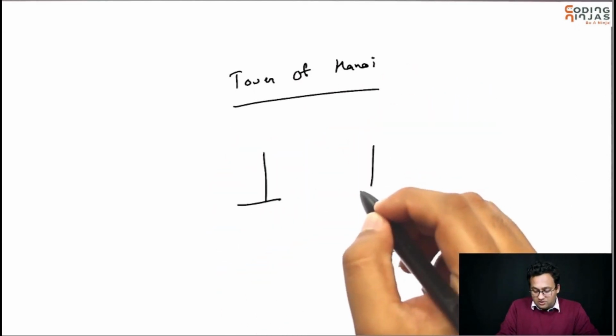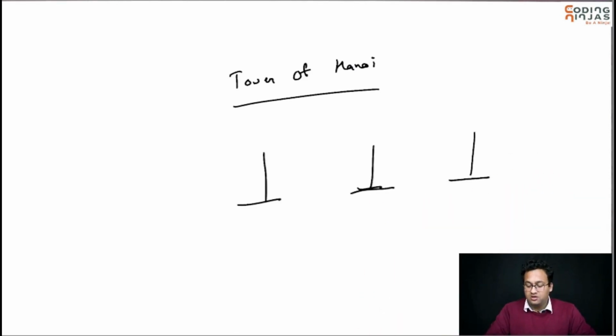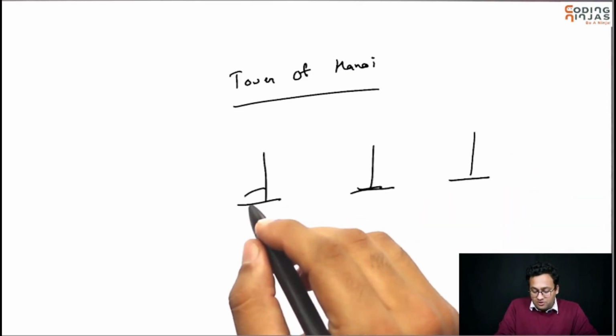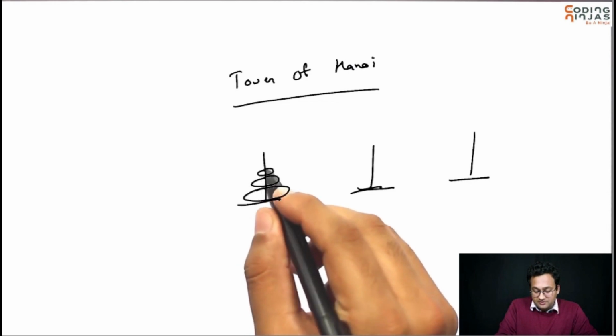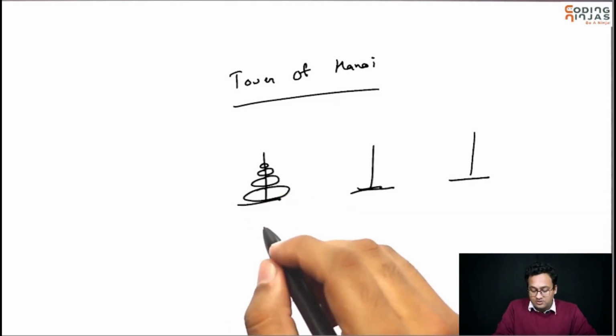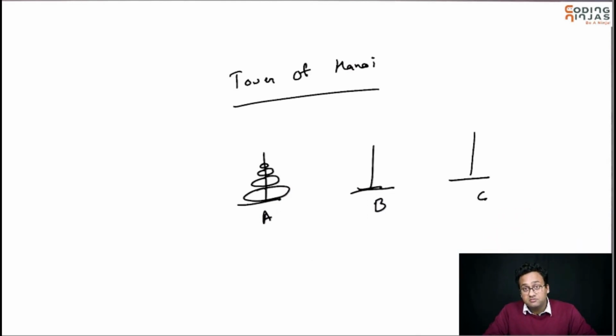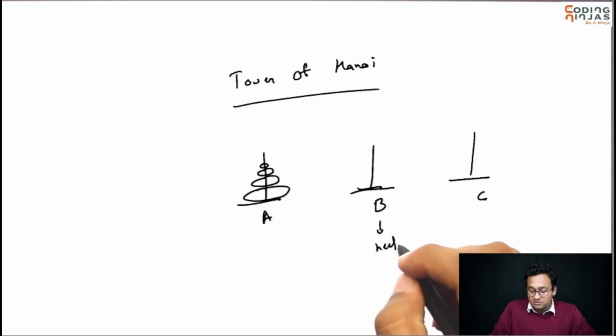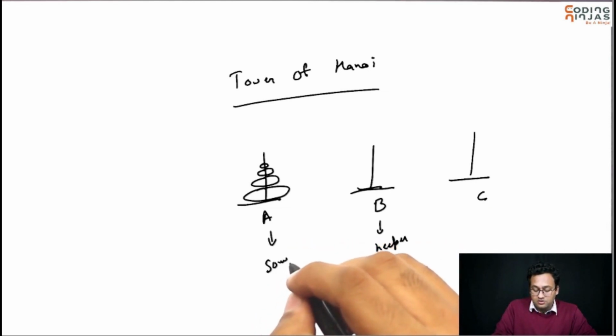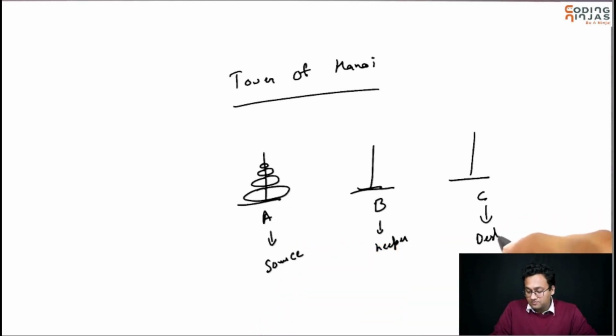So we are given three poles. The first pole has some disks in it. Let's call it A. You have to move all these disks to C. You can use B as a helper. Okay, so this is your helper, this is your source, this is your destination. You need to move all of these to the destination, and you can use B as a helper.